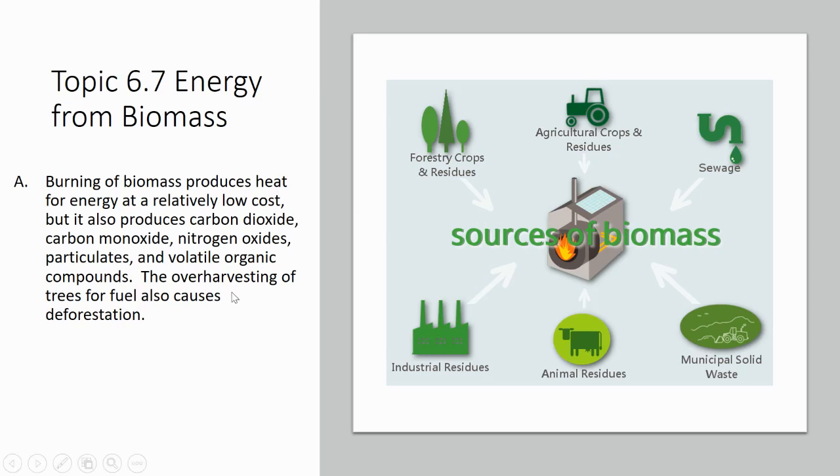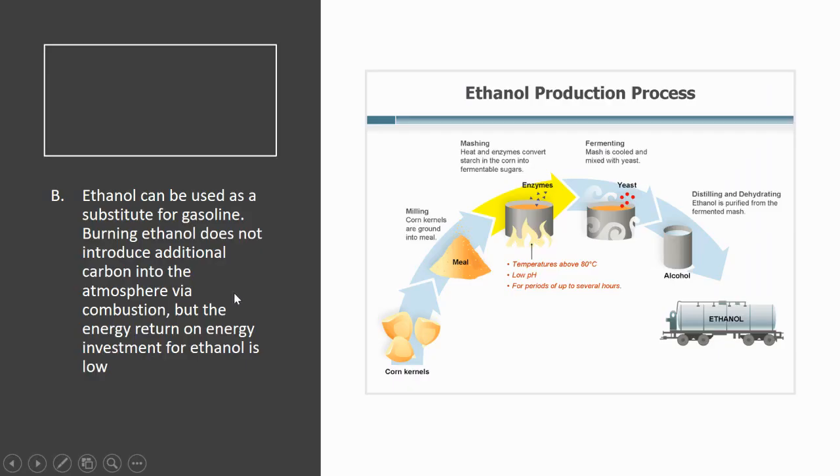And we know the harvesting of those fuel sources can cause deforestation. Now, another form of biomass we talked a little bit about, especially in our modeling combustion, is what's known as ethanol. Ethanol can be used as a substitute for gasoline. And if you've ever gone to a gas station and taken a look at the gas pump, you'll sometimes see maybe 10% ethanol.